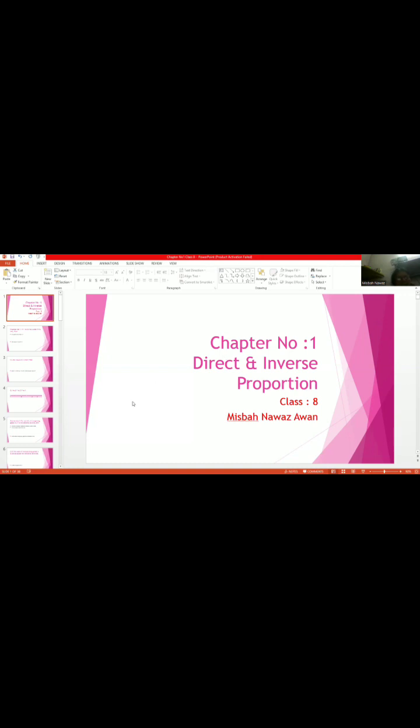Now we have to do a chapter again and a few more sums related to chapter number 1, direct and inverse proportion. Previously, we have done the first 4 questions of exercise 1A. So now we have to start from the next one. First of all, we have to do practice now 1. The first question is, if y is directly proportional to x and the value of y is equal to 10 and x is equal to 2, then you have to find an equation connecting x and y.